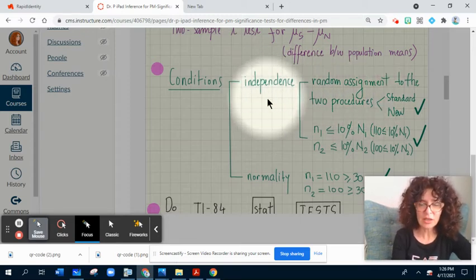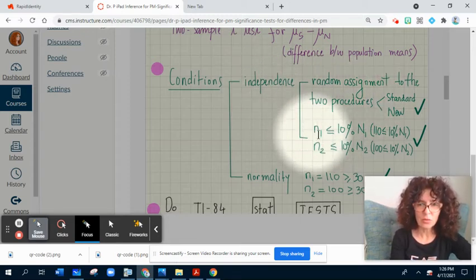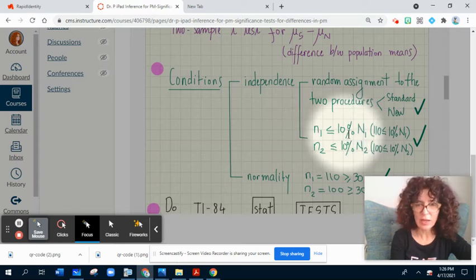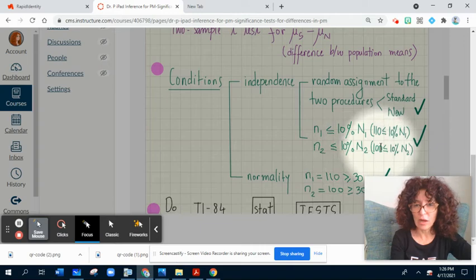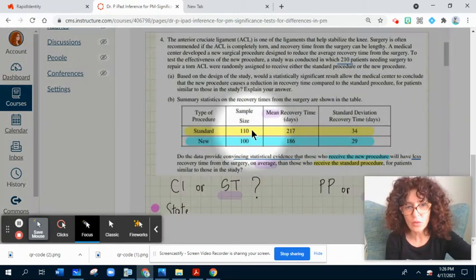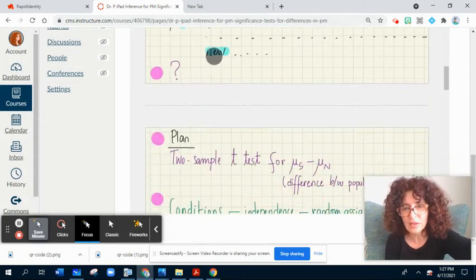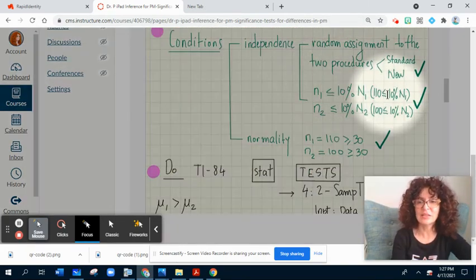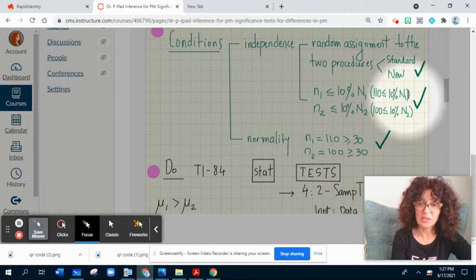The second condition refers to the 10% condition: the sample sizes are less than 10% of the population. For the first population, we have 100. 100 was for the standard, and 100 for the new procedure. So we can assume these sample sizes are less than 10% of the whole population, all the patients who received the standard or, respectively, the new procedure.